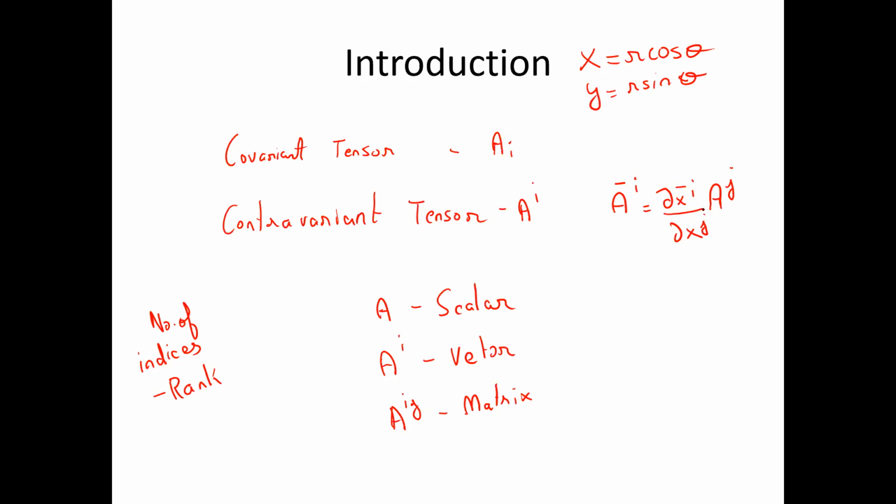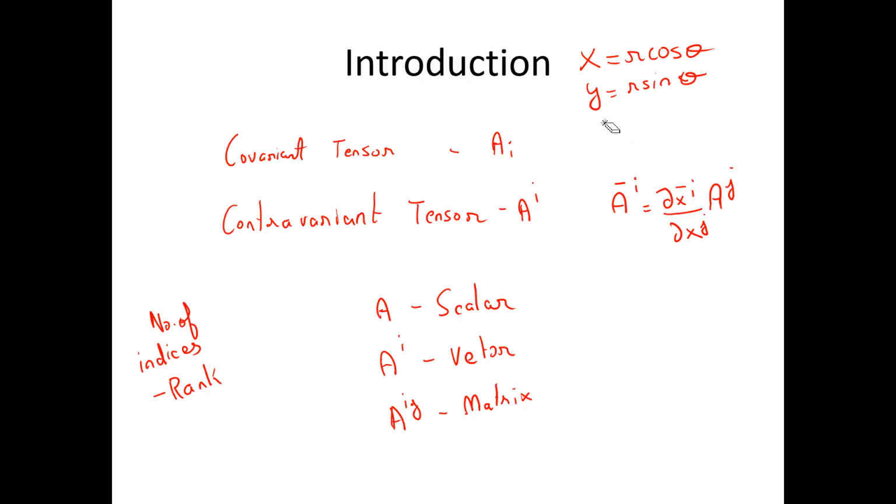So here the new coordinate is nothing but you're going from x to r, right? So here you have to invert this and get a relationship for r, and invert it and get a relationship for theta. So from x and y you're going to r and theta.